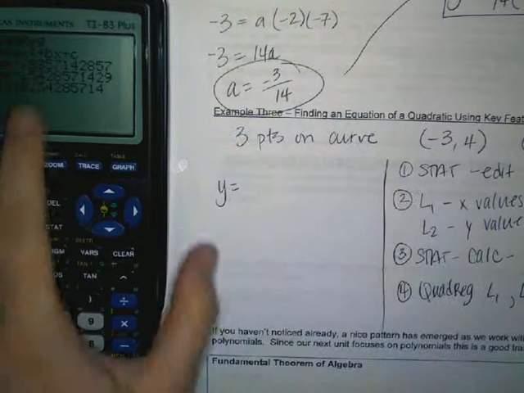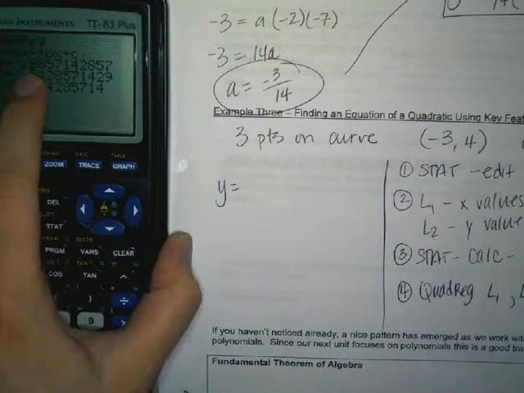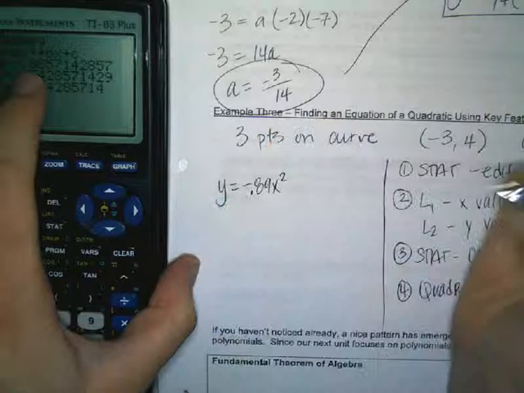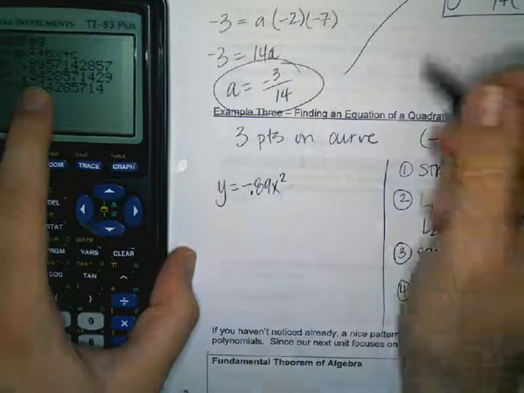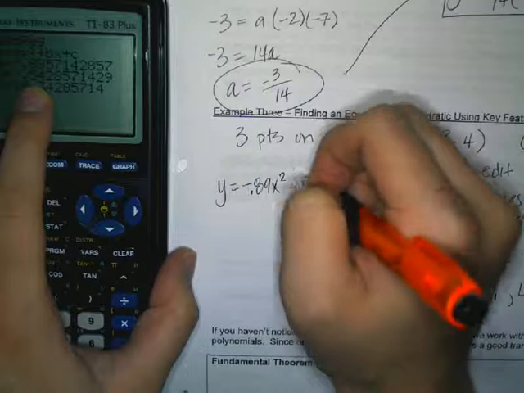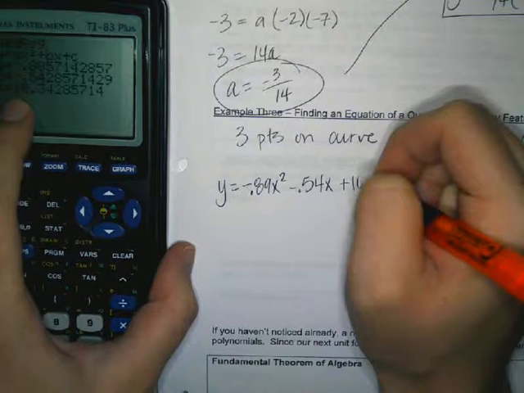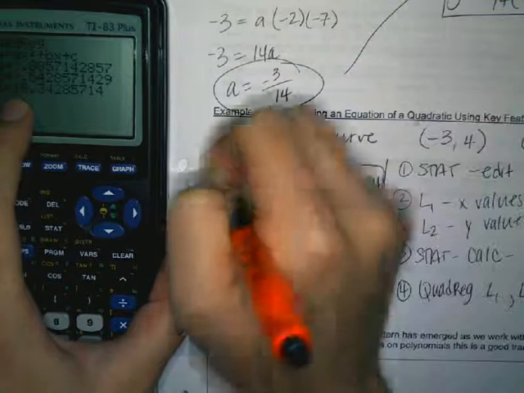Okay, so my A is -0.89 x squared. My B is -0.54. And my C is 10.34. And that's your equation.